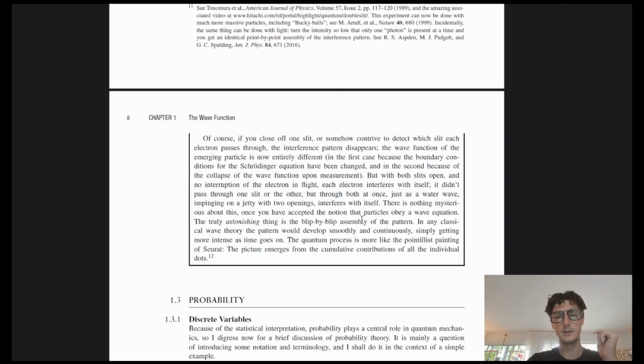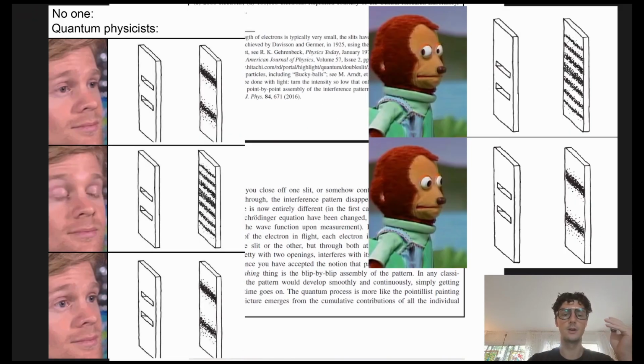Once you have accepted the notion that particles obey a wave equation, the truly astonishing thing is the blip by blip assembly of the pattern. In any classical wave theory, the pattern would develop smoothly and continuously, simply getting more intense as time goes on. The quantum process is more like a pointillist painting of Seurat, the pointillist guy. The picture emerges from the cumulative distributions of all individual dots. This reminds me of that meme where if you look at it, it's just the classic projectile two-slit experiment, and if you don't look at it, it is the wave interference pattern two-slit experiment.